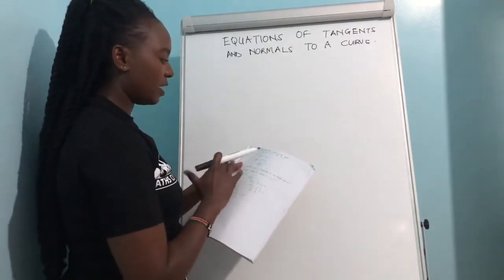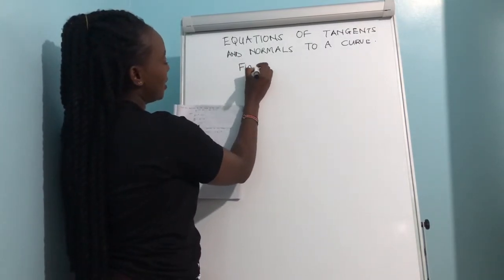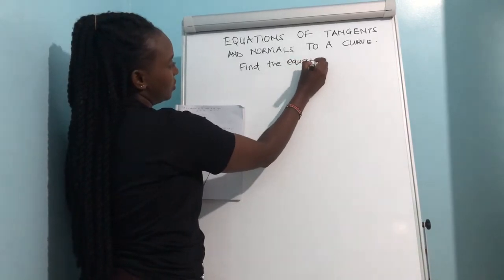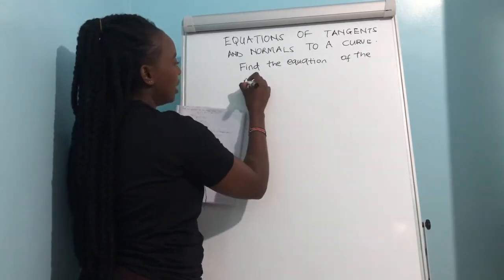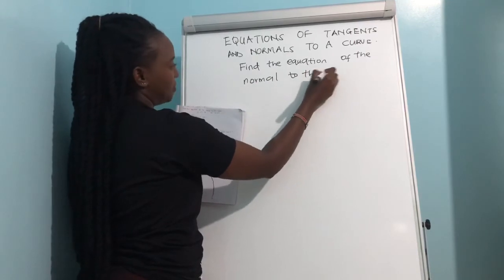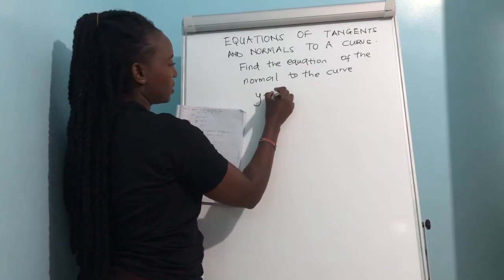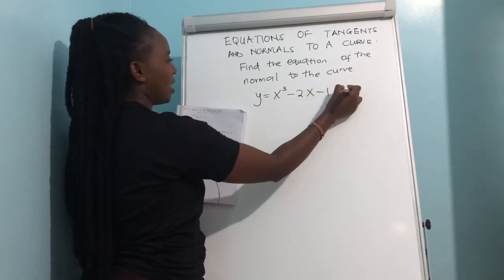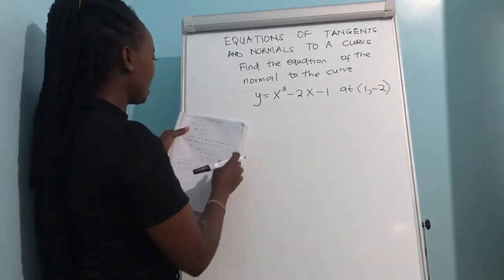You've been asked to find the equation of the normal to the curve. Here you've been given y equals x cubed minus 2x minus 1 at the point (1, -2). So basically what you do here.